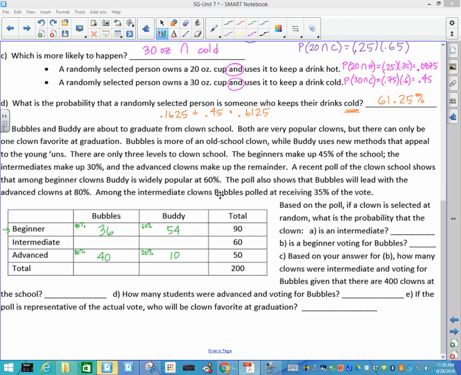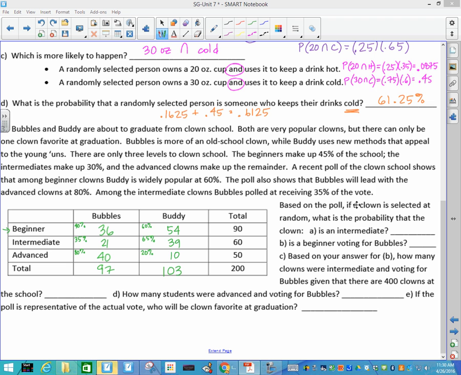Among the intermediate clowns, Bubbles polled at receiving 35% of the vote. So for intermediate, Bubbles has 35%. Again, that makes this guy have 65%. But when I find 35% of 60, which is 0.35 times 60, then this will be 21. And what's left will be here, which is 39. So then you add these up to find out the total that voted for Bubbles, or prefer Bubbles, which is 97. And add these up and you find out that the total for Buddy is 103.